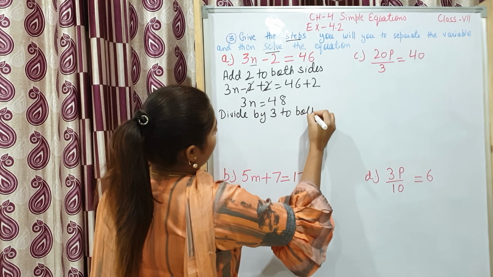3S upon 3 minus 9 upon 3. 3 cancel out. Now on the table of 3, 3 1s are 3, 3 3s are 9. So the value of S is minus 3. Now student, our next part, G part, after the F part.